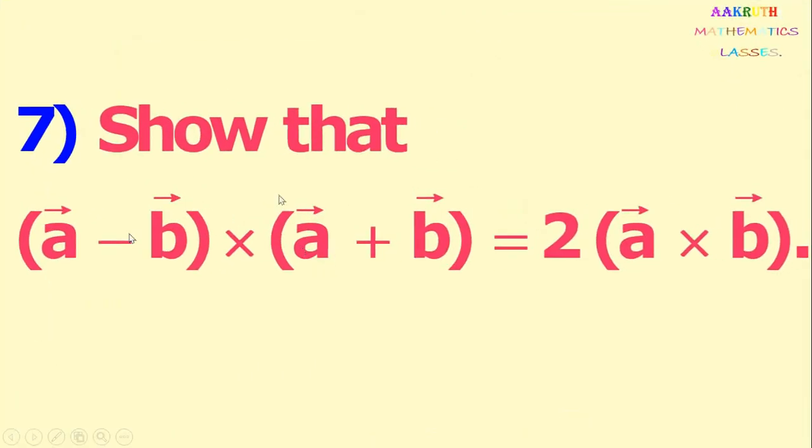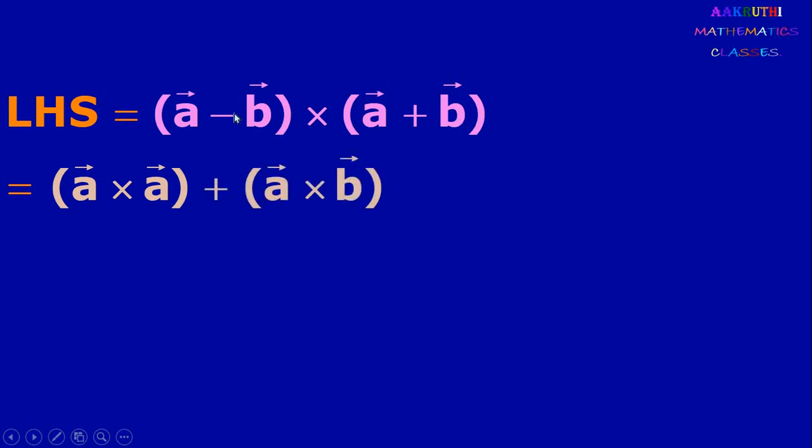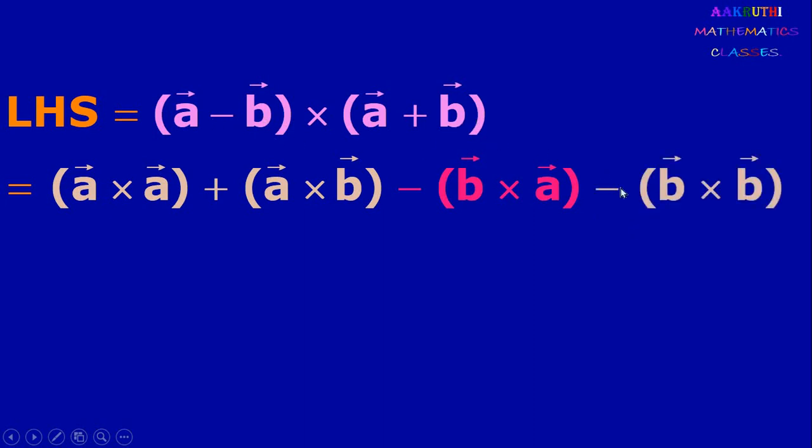So next question: show that A vector minus B vector cross A vector plus B vector is 2 times A vector cross B vector. Same like multiplication, we multiply this and we have to prove this. Now we consider A vector minus B vector cross A vector plus B vector. Now we take the cross product. So it is A vector cross A vector, then plus A vector cross B vector, then minus into plus is minus B vector cross A vector, then again minus into plus, it is minus B vector cross B vector.